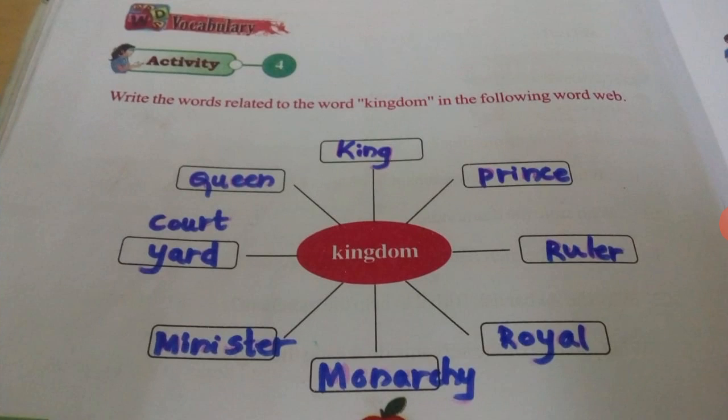What do you mean by monarchy? Monarchy is nothing but a country which runs under the control of a single person. Who is that single person? Who is that monarch? None other than the king. So these are the words related to the word web kingdom. If you get this question in your exam, you have to write these words related to kingdom.